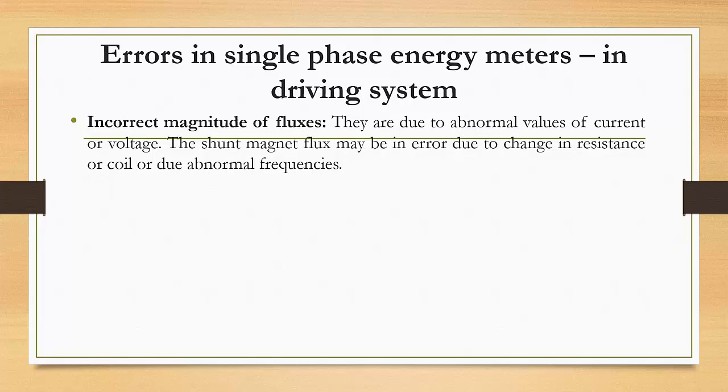We know the pressure coil produces a magnetic field. Similarly, the current coil also produces a magnetic field. The pressure coil's field is because of the proportional voltage from the supply, and similarly the magnetic field in the current coil is because of the current produced. So the abnormal values of current and supply voltage cause incorrect magnitude of flux, and this causes error, which changes the resistance, and it is also because of abnormal frequency. So the incorrect flux is because of abnormal values in current and voltage, and also due to abnormal frequency.